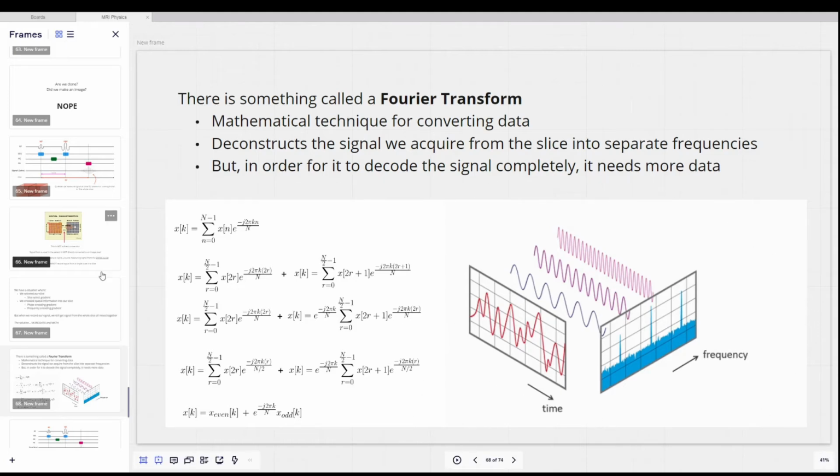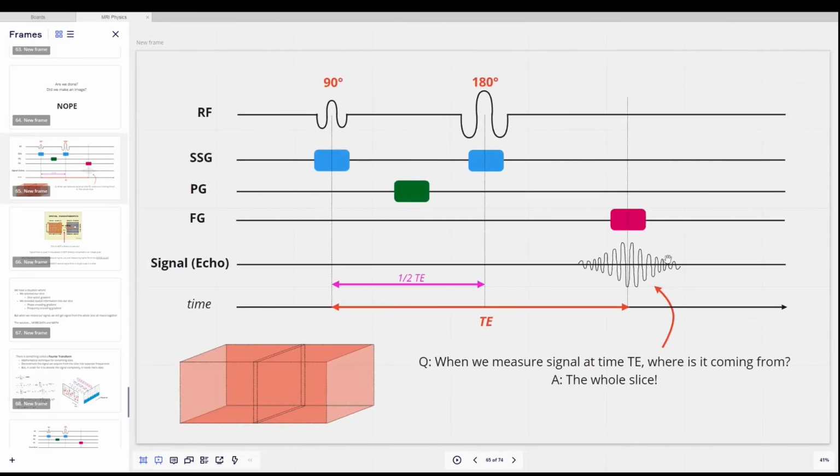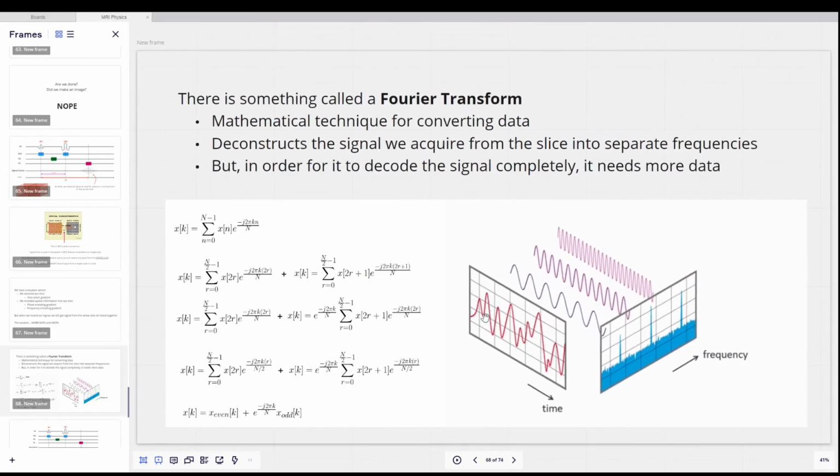So when we acquire our signal, our echo, because it's coming from the whole slice, it actually looks like this. It's just a jumbled mess. There's no rhyme or reason to this signal, because it's a composite of the whole slice. What the Fourier transform does is the computer does a bunch of math, and it can deconstruct this signal and separate it out like this.